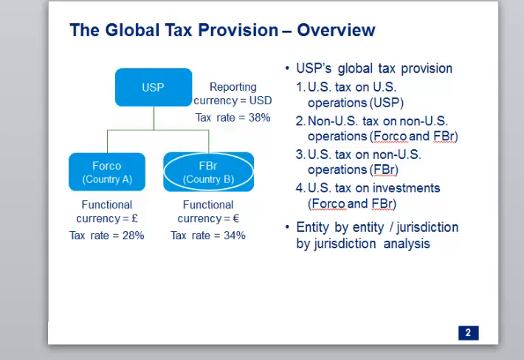The second is the non-U.S. taxes related to Forco and foreign branch. So we've got to go to Forco and do its provision. Forco has perms, Forco has temps, Forco has a tax rate. It's just got a provision like the U.S. does. It just happens to be in a different currency with a different tax rate, and there are different rules that apply. But otherwise, the same provision mechanics apply because we're doing a U.S. GAAP provision.